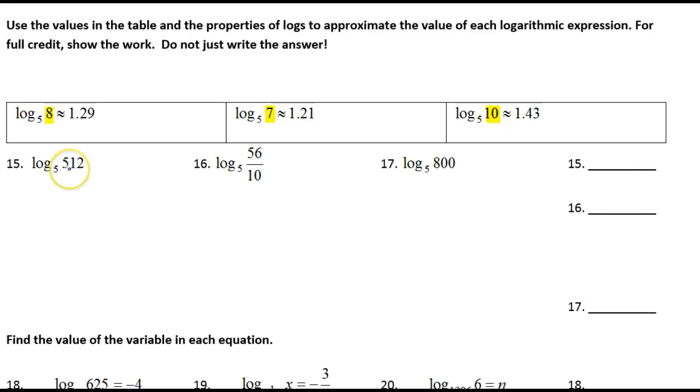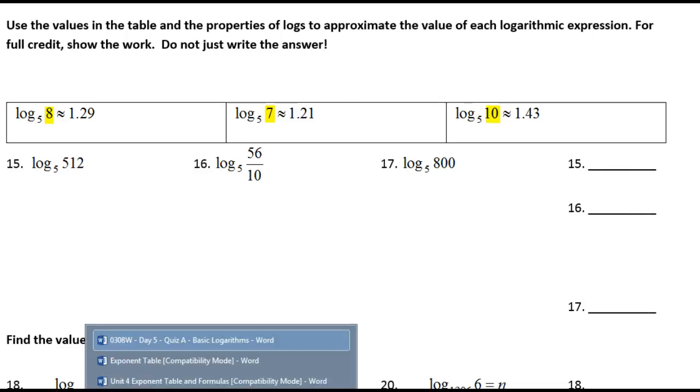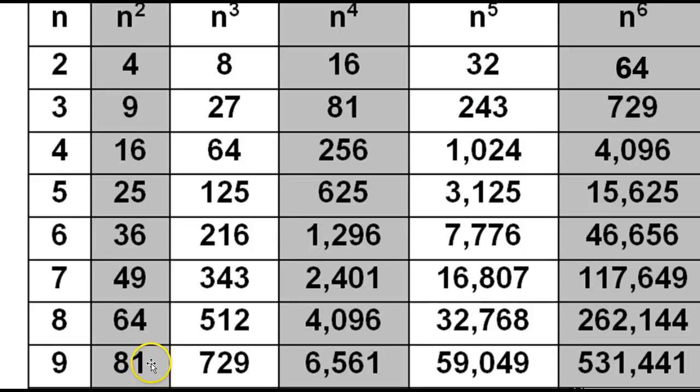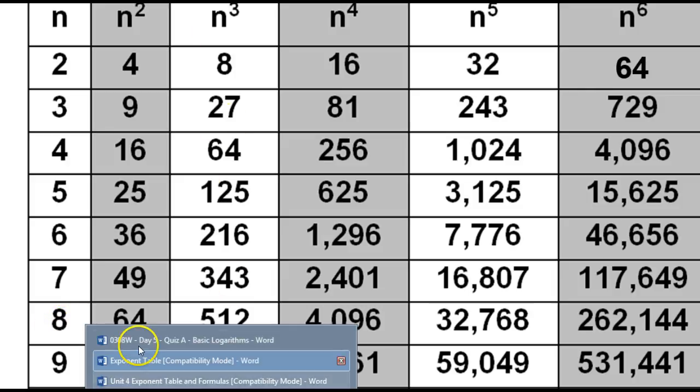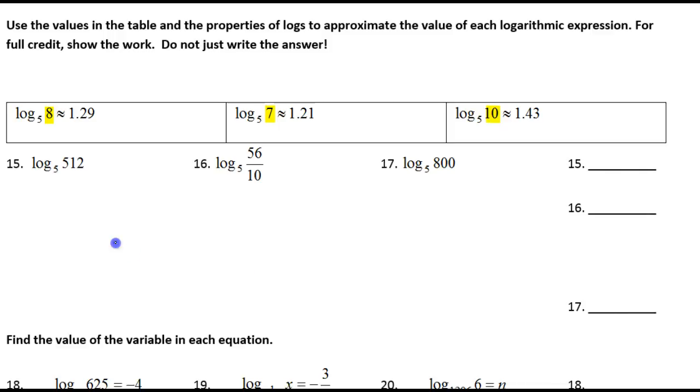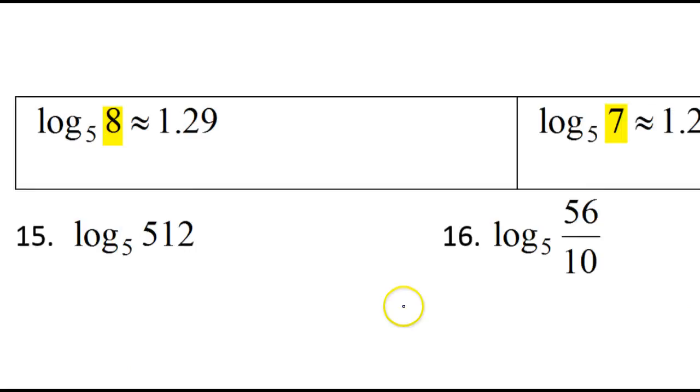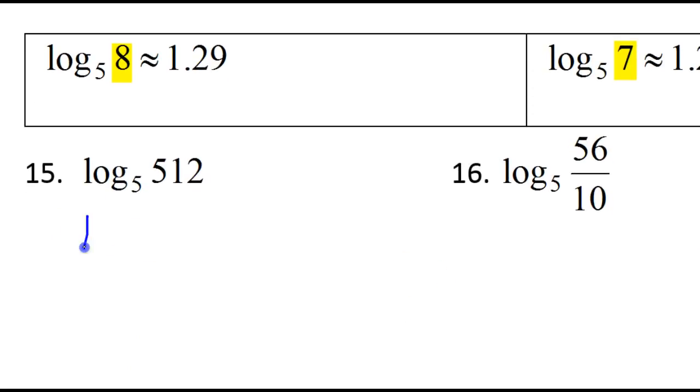So look at 512. How could we get an 8, a 7, or a 10 out of 512? Now 512 is a pretty big number. So the first thing I would do is check the table, the exponent table, see if it's on there. Right away I see 512 right here. So the chart is showing that this is 8 to the third power. Okay, so go back to zoom mode. So this is the same thing as log base 5 of 8 to the third power.